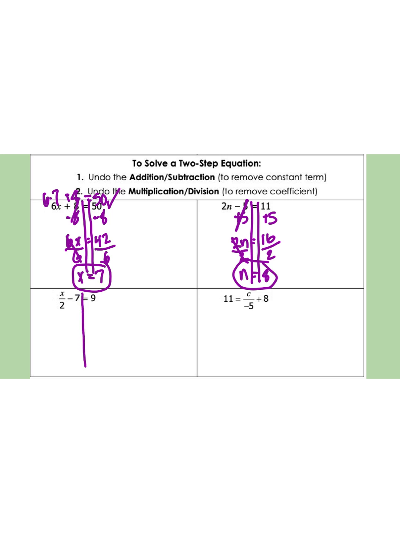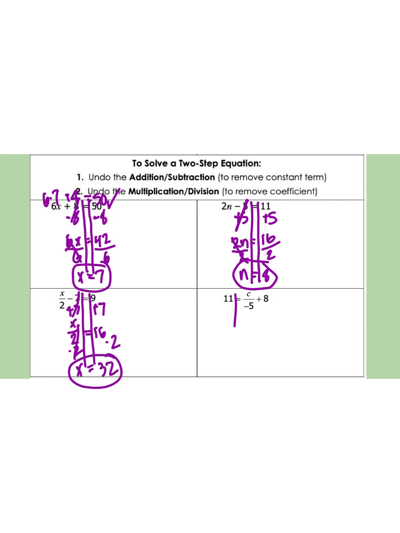This looks like I have a fraction in this next problem. And I do, or you can think of it as a division problem. So I'm going to do the opposite of adding and subtracting first. So I'm going to add 7 to both sides. I have x divided by 2 is equal to 16. The opposite of saying divided by 2 is multiply or times 2. Do it to both sides, and x equals 32.